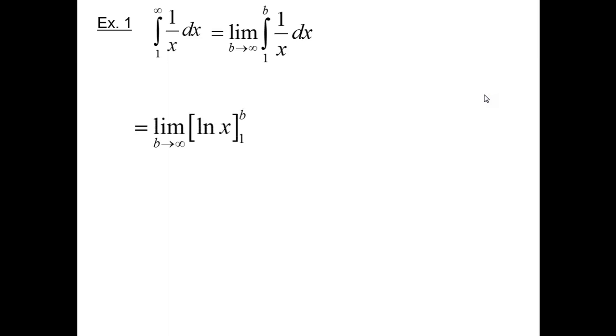The antiderivative of 1 over x, of course, is the natural log of x. So now I'm looking at the limit as b goes to infinity of the natural log of x from 1 to b. Apply your fundamental theorem of calculus. It turns into the natural log of b minus the natural log of 1, which of course is 0. So then you're just asking yourself, what is the limit as b goes to infinity of the natural log of b? Of course, that's infinity.